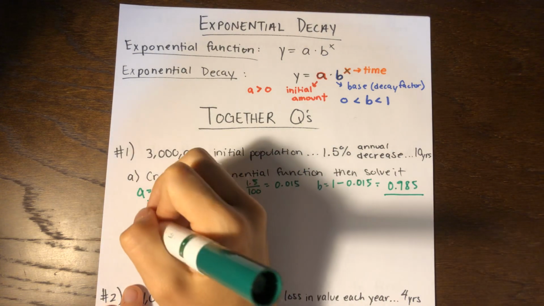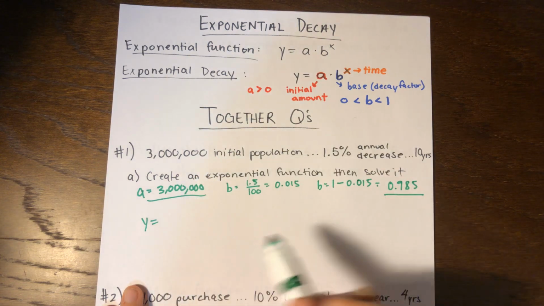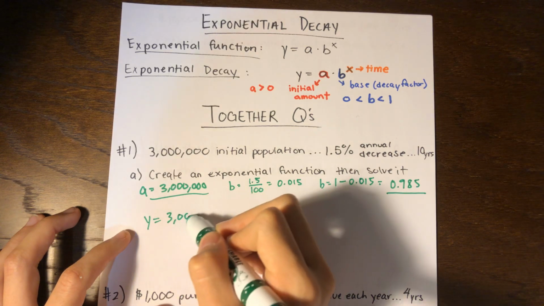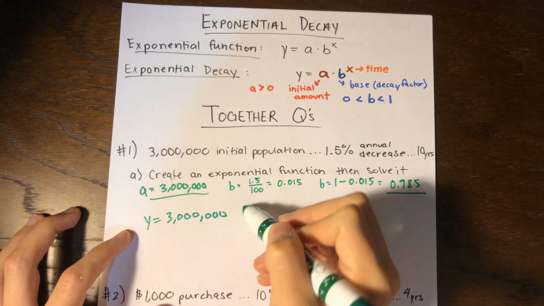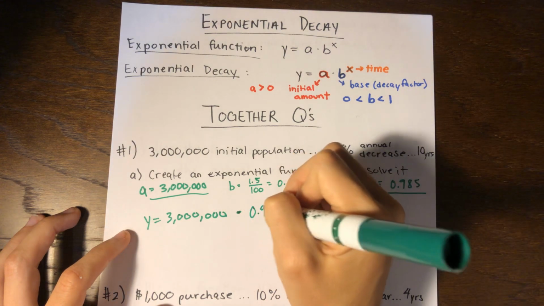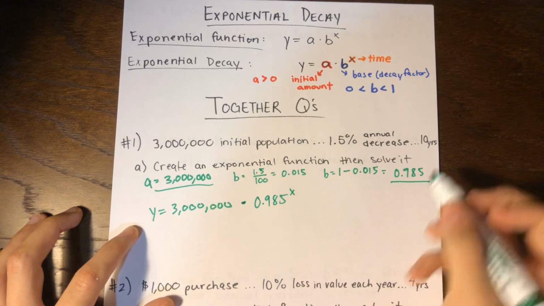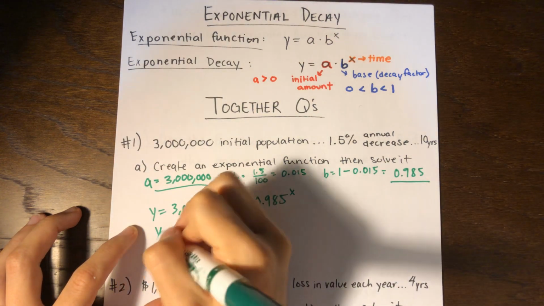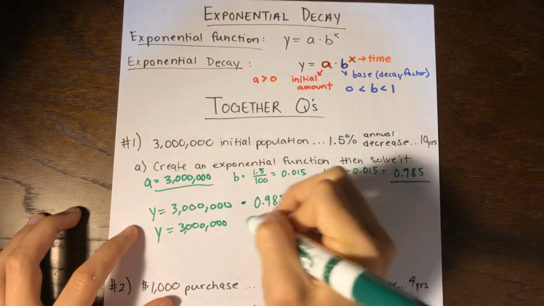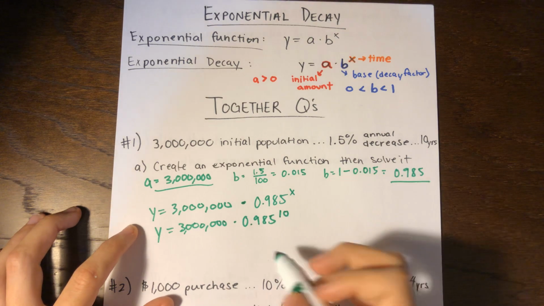Now I'm creating the equation. Y equals, it says create the exponential function and then solve it, so you have to give me both. A is 3 million, times the 0.985 to the x. That's my function. Now I'm going to solve it by putting 10 in: 0.985 to the 10th power.